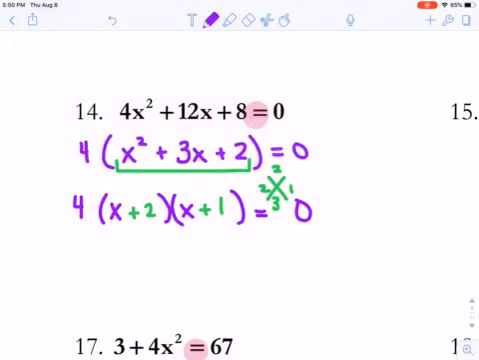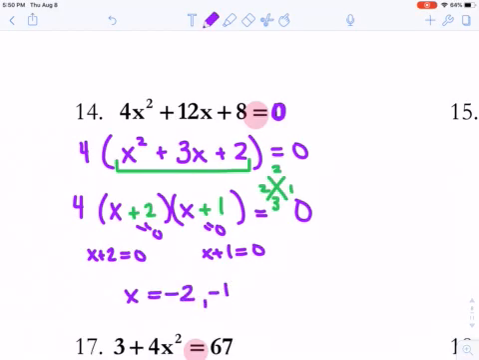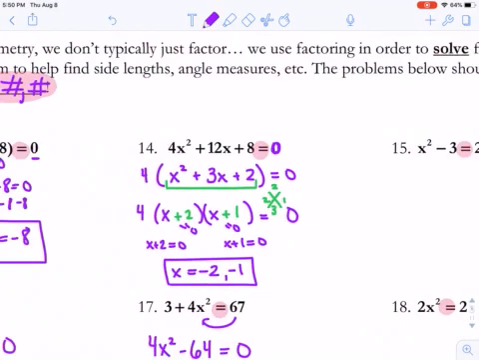So that step 1 was making sure it's equal to 0. Step 2 was factoring it. Now step 3, I'm going to solve and set up little mini equations to solve for x. So when I solve these, x equals -2 and -1.